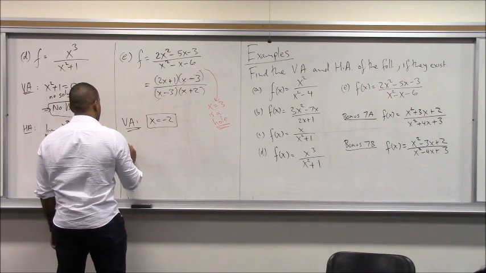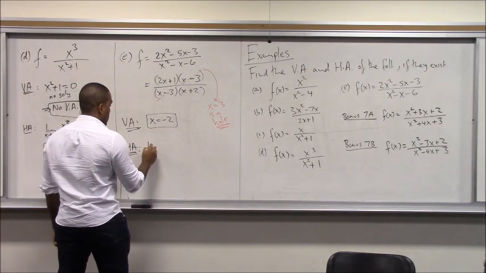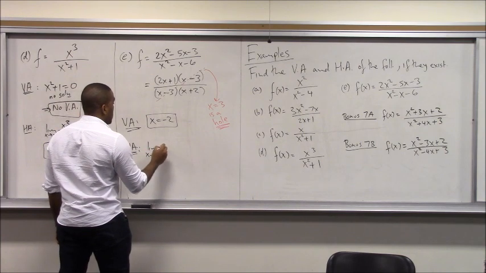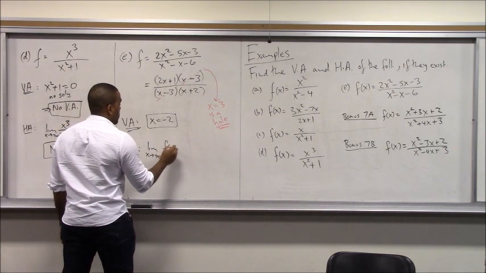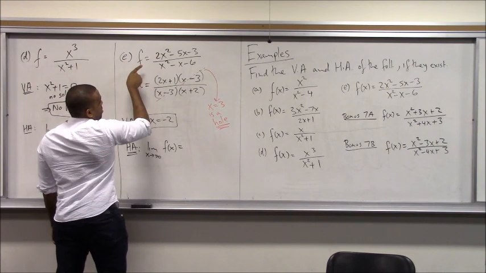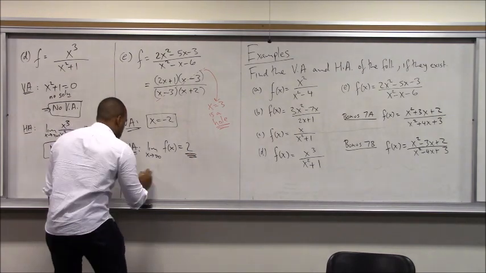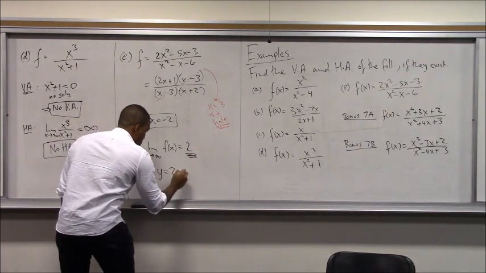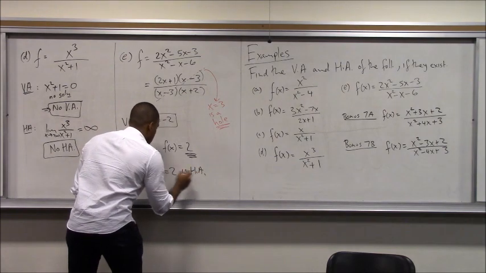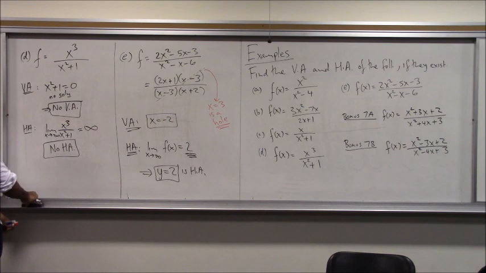And what about the horizontal asymptote here? 2. So I look at the limit as x approaches infinity of the function. Now you look at the highest part on the top and bottom is the same, so it goes to the ratio of coefficients. That's 2. That's a number. That's a finite number. So this means that y equals 2 is the HA. Questions on that one?